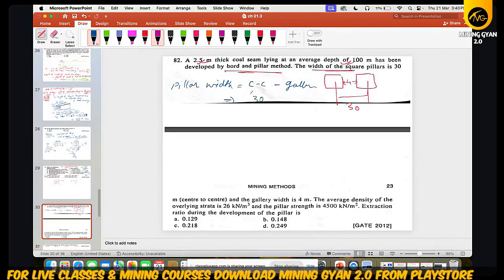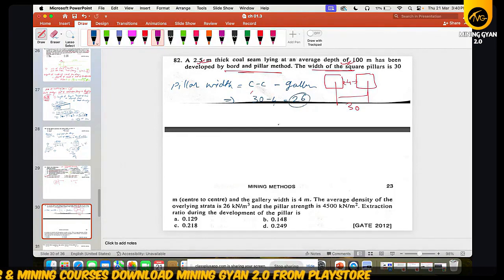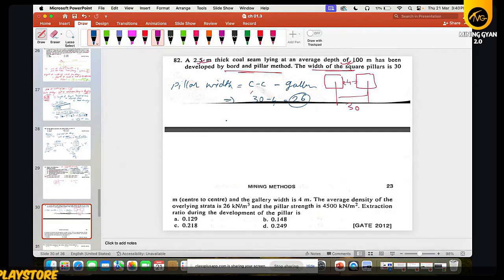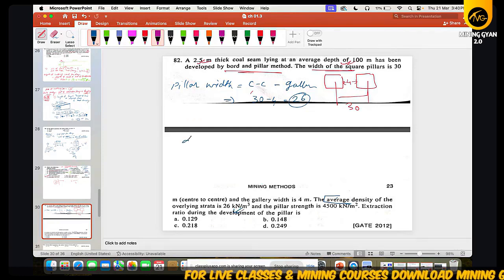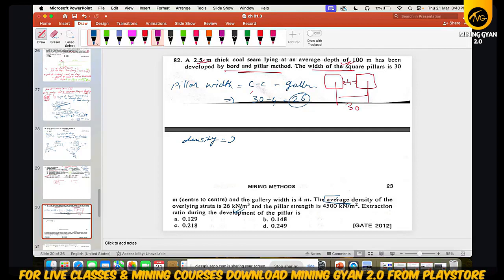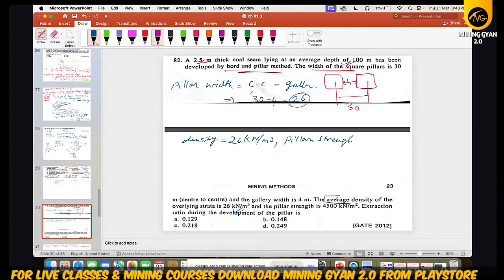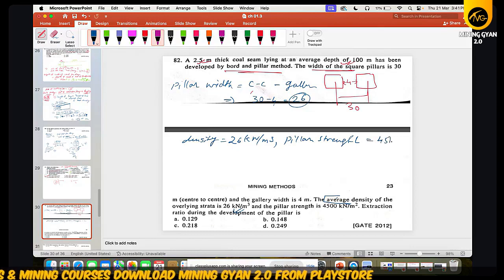So it will be 30 minus 4, which is 26. You already know the pillar width, and the depth is already given as 100. The average density of all lines they have provided is 26 kN/m³. Pillar strength is given, so then we can use it for the extraction ratio and so on.